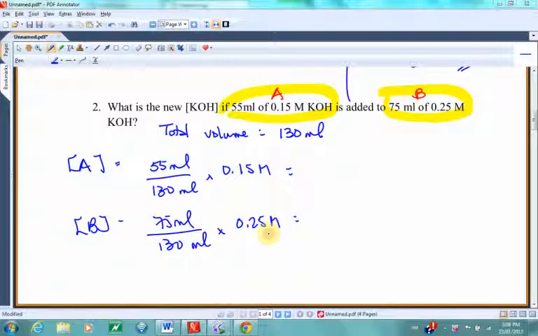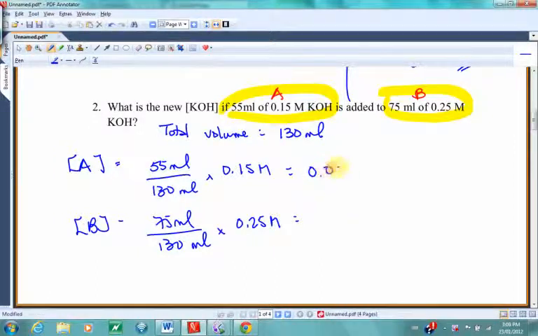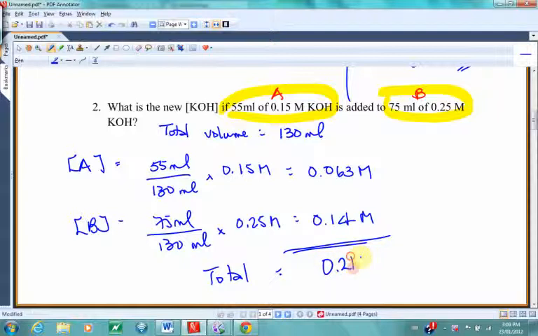So in the last video, we were talking about the dilutions and I stopped. This is the concentration of potassium hydroxide in A. And here we have the concentration of potassium hydroxide in B. And we add it up and find the total. The total is equal to 0.21 molar. So we note, remember significant figures.